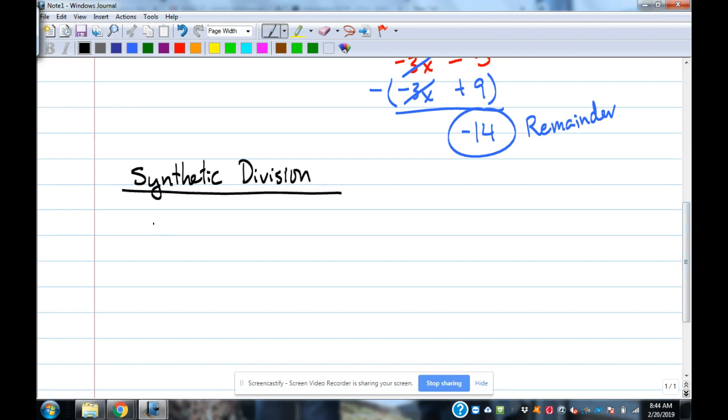Let's do synthetic division with the exact same problem: x cubed minus 4x squared minus 5 divided by x minus 3. The difference in synthetic division and long division is that you don't have all the x's involved. Another thing is that you can only do synthetic division by a linear divisor. You can't divide by a quadratic or anything higher than degree 1. So your divisor has to be linear, or degree 1, to do synthetic division.